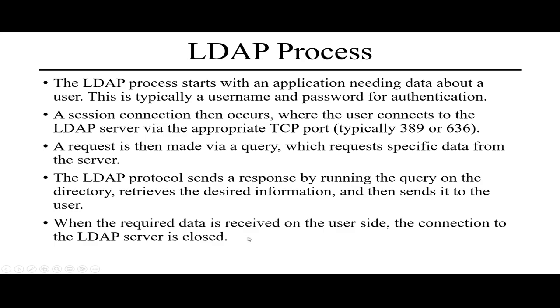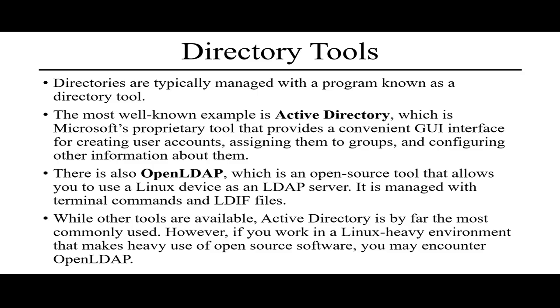So the LDAP process starts with an application needing data about a user. It's typically username or password authentication. A session connection then occurs where the user connects to the LDAP server via the appropriate port. 389 is unencrypted, 636 is encrypted. We typically want to use the latter. A request is then made via the query, which requests specific data from the server. After this, the LDAP protocol sends the response by running the query on the directory from the server, retrieves the information the client wants, and then sends it to the user. When the required data is received on the user side, the connection to the LDAP server is closed.